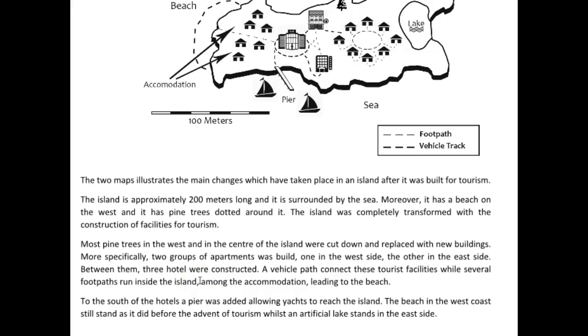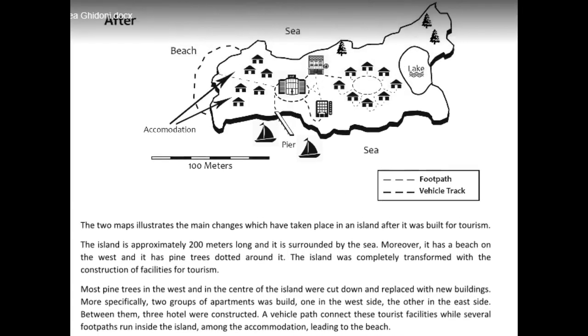A vehicle path connects with an S these tourist facilities, while several footpaths run inside the island among the accommodation leading to the beach. Okay, fine. To the south of the hotels, a pier was added, allowing yachts to reach the island. The beach in the west coast still stands with an S, as it did before the advent of tourism, whilst an artificial lake stands in the east side.